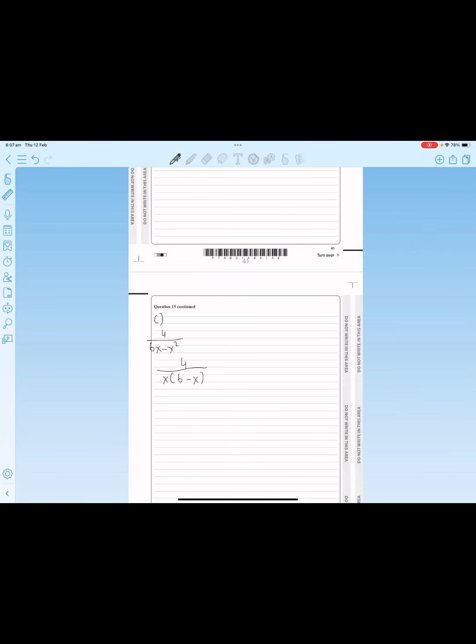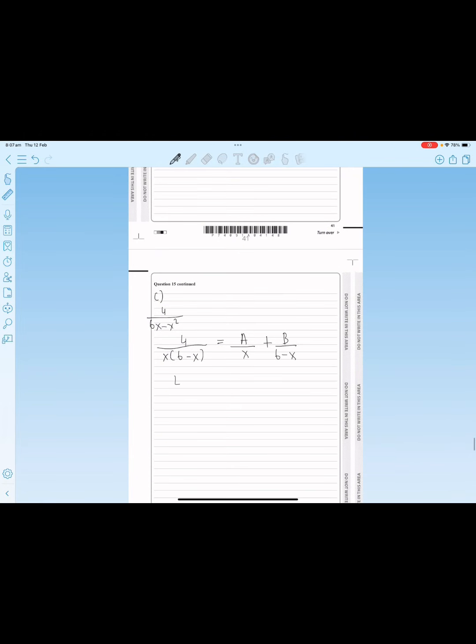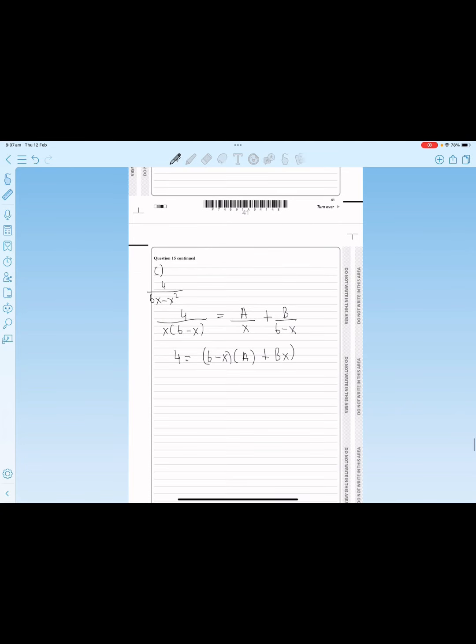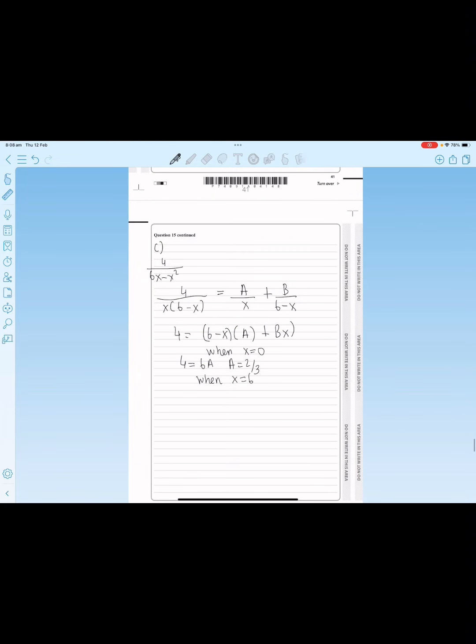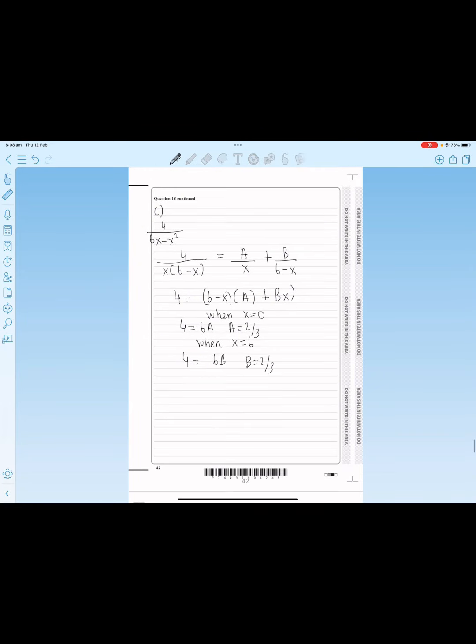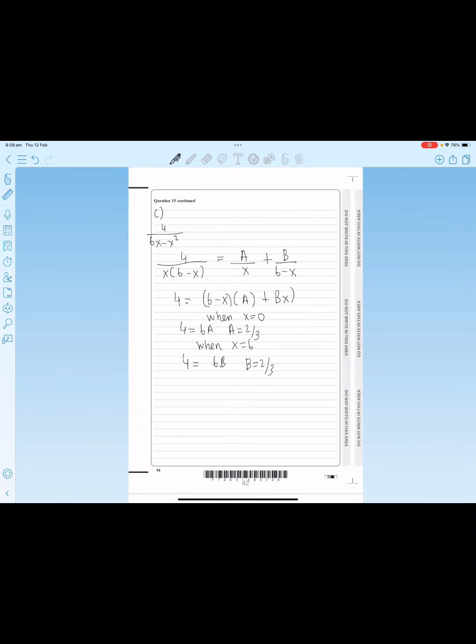And now I want to split this into its relative parts, so that would be a over x plus b over 6 minus x. So 4 is therefore equal to 6 minus x times a plus bx. Okay, so when x equals 0, 4 is equal to 6a, a is equal to 2 over 3. When x is equal to 6, 4 is equal to 6b. So therefore, b is also 2 over 3. Both of them are 2 over 3.